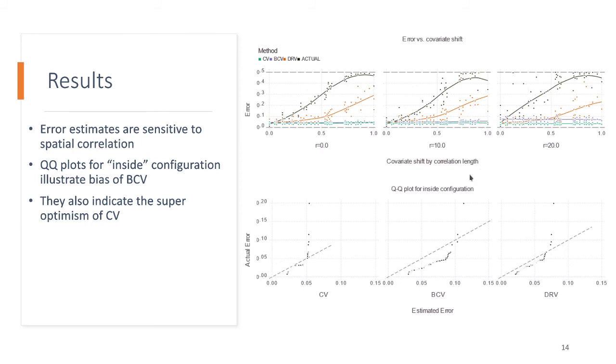We also use the QQ plot for the inside configuration, where these three methods are reasonable to compare, to show that the block cross-validation is indeed biased with the systematic partition and that the classical cross-validation gets super optimistic.